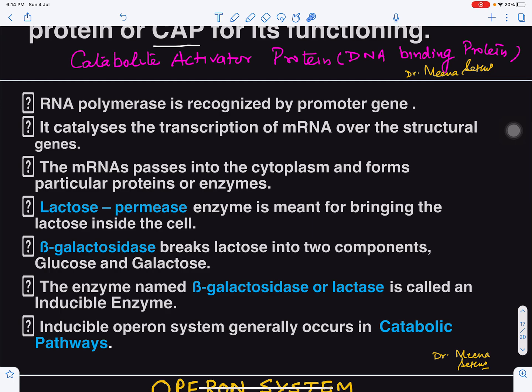Now beta-galactosidase will help in breaking lactose into the simpler components glucose and galactose, and lactose permease will help in the entry of lactose into the bacterial cell. Beta-galactosidase, or lactase, is also called an inducible enzyme. So an inducible operon system generally occurs in catabolic pathways, meaning when lactose or some metabolite is being broken up, this is called a catabolic pathway. So this is all about the operon system.